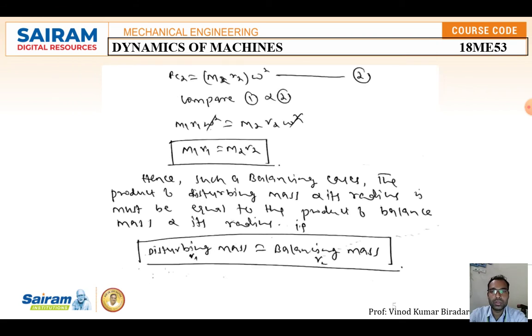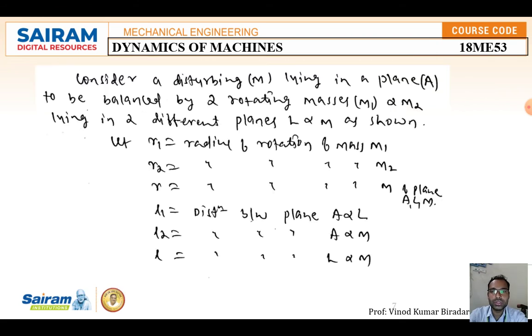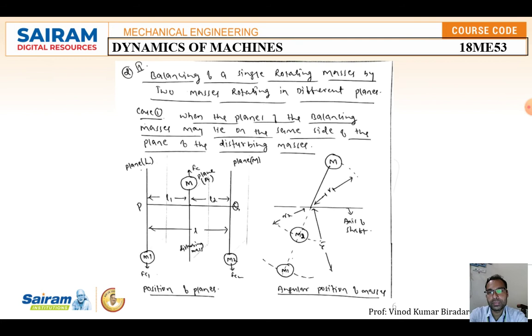Okay, so case 2. Case 2 is balancing of a single rotating mass by two masses rotated in different planes. Here again, case 1 is when the plane of the balancing masses lies on the same side of the plane of the disturbing mass.